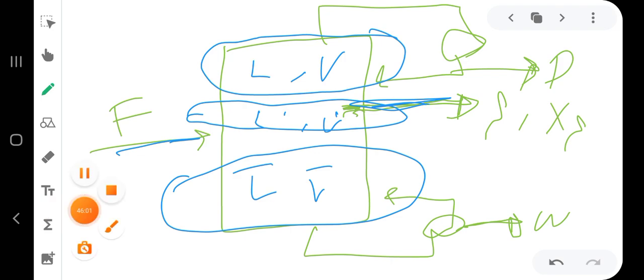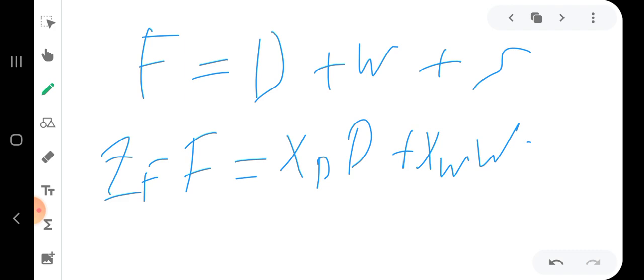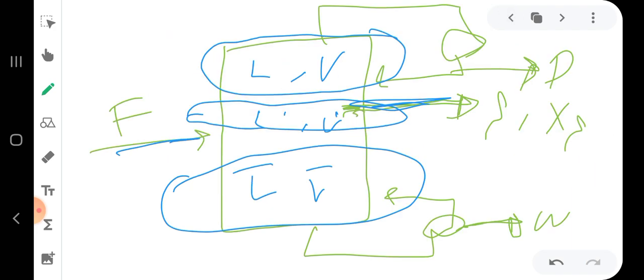And how can you construct this material balance? For example, the overall material balance, you will say that F is equal to D plus W plus a side stream, and then F times XF is equal to XD times D plus XW times W plus XS times S. Okay, that's the only difference, and also the difference will be at the intersection between two sections.